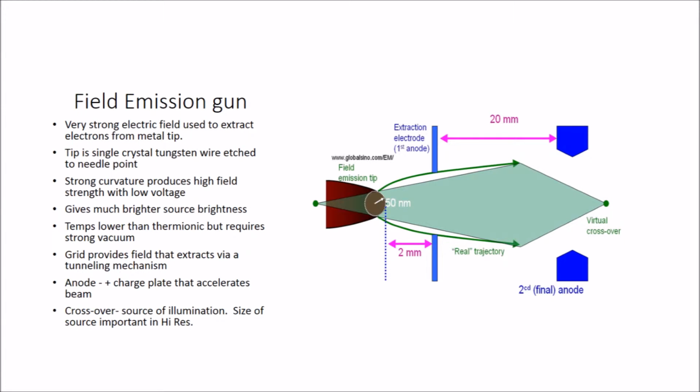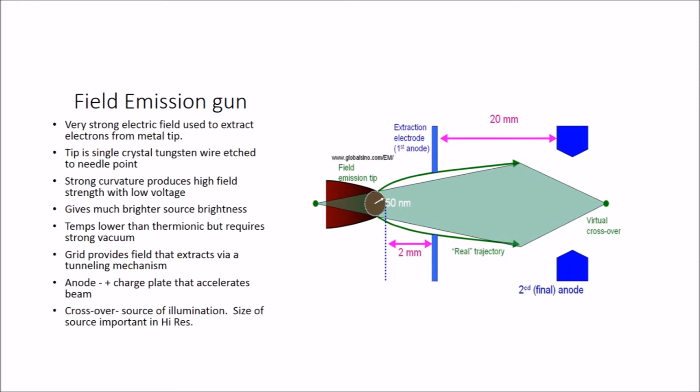The second source, and the one used in this lab on our TEM experiment, is the field emission gun. It uses a very strong electric field to extract electrons from a metal tip. The metal tip is a single tungsten crystal wire etched to a needle point. Strong curvatures produce high field strength with low voltages, and it gives a much brighter source brightness. The temperatures are lower than the thermionic, but it requires a much stronger vacuum. A grid provides an electric field that extracts electrons via a tunneling mechanism.